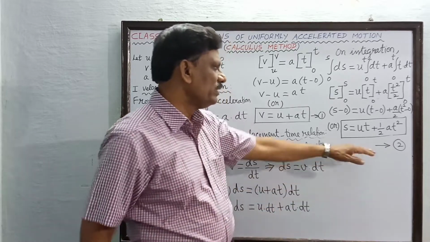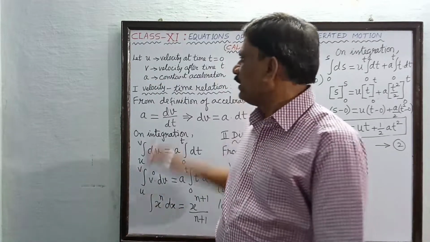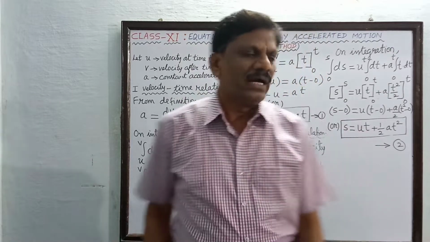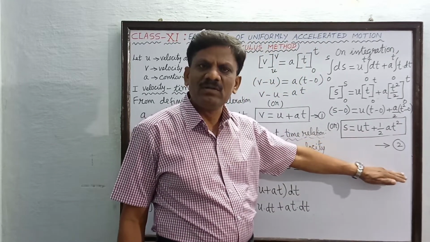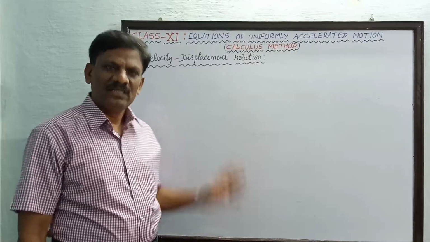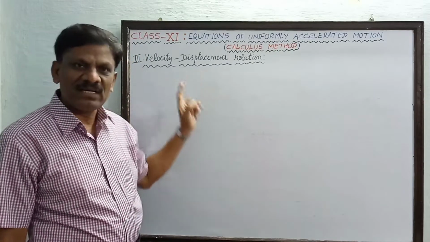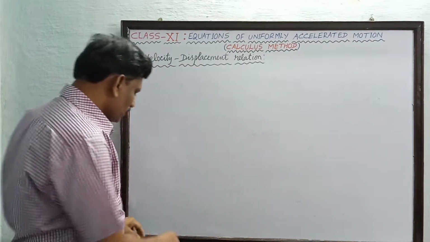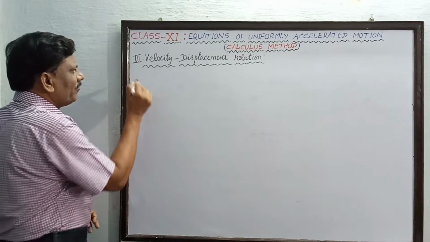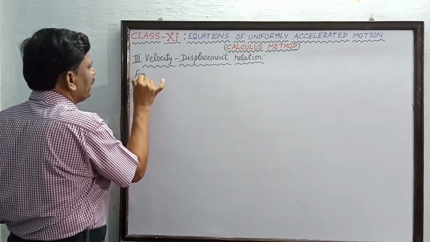So I am going to derive this by rubbing this side. I think up to this, have you all noted down? Have you all understood? Okay. Now we are going to derive the third relation, namely velocity displacement relation. So for this, once again, from the definition of acceleration.